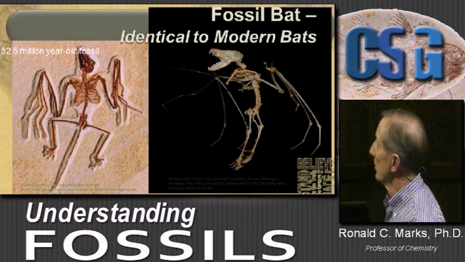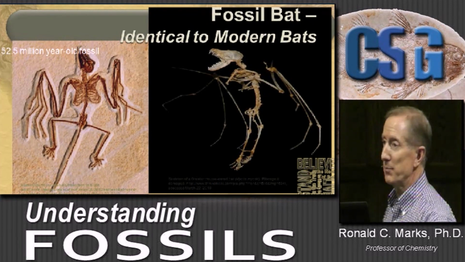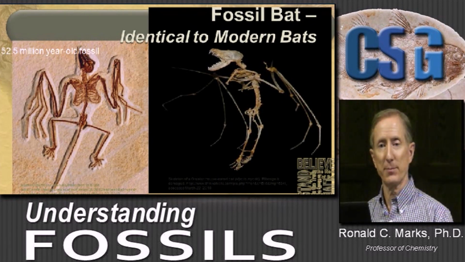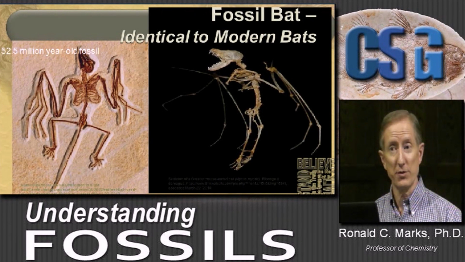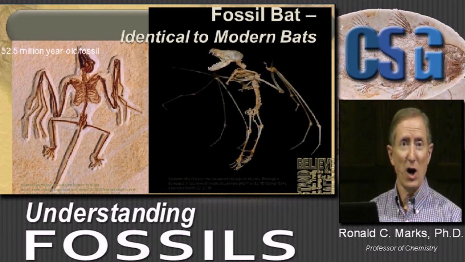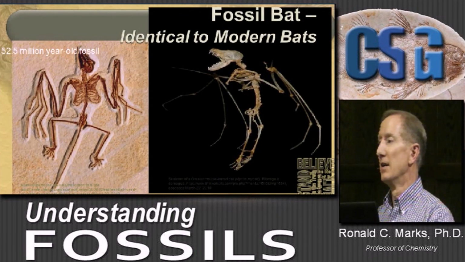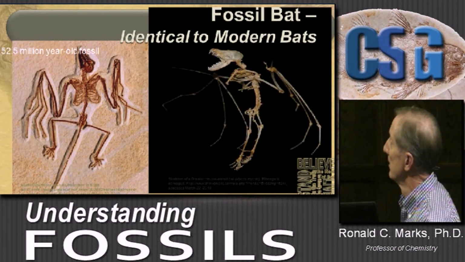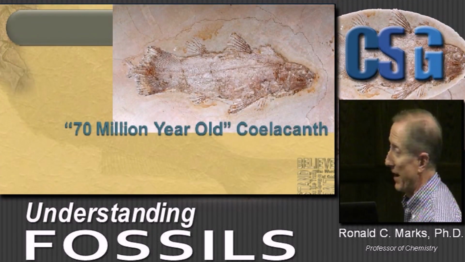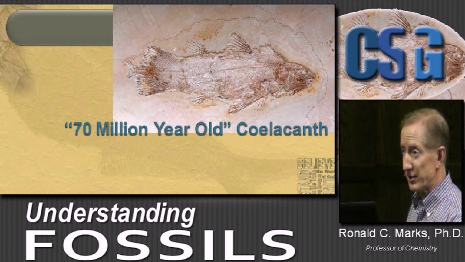They're not the only ones. Same is true for bats. So a 52-million-year-old bat fossil, this is the skeleton of a modern bat, identical to modern bats. So bats apparently are able to refuse to evolve. Whatever the thing that causes creatures to evolve, bats are able to say, no, not me, not today, not going to evolve, don't have to. Not just bats, but also fish.